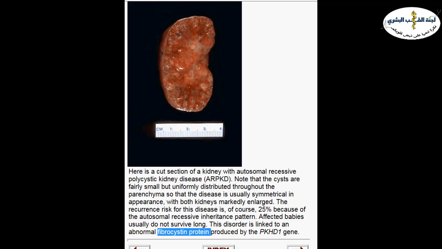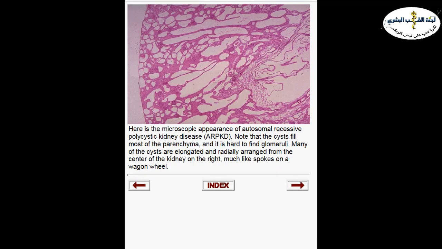Now, this fibrocystine protein is not only present on the renal tubules, but it's also present on liver ducts and also pancreatic ducts. That's why patients with autosomal recessive polycystic kidney disease with this mutation will have pancreatic fibrosis and congenital liver fibrosis. So the problem will also affect other organs, including liver and pancreas.